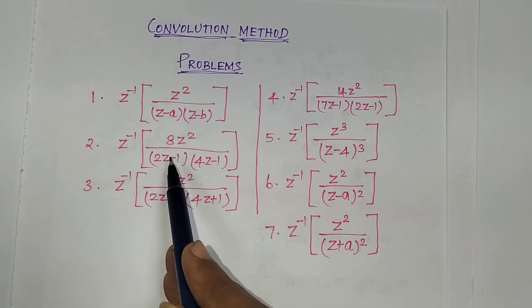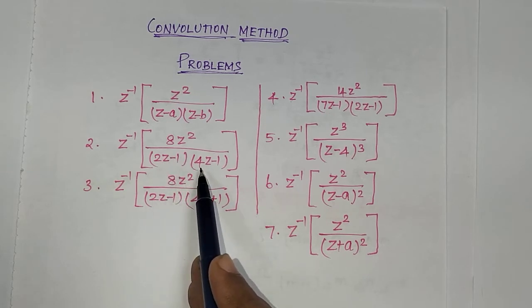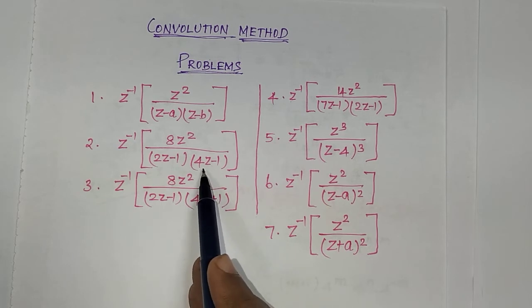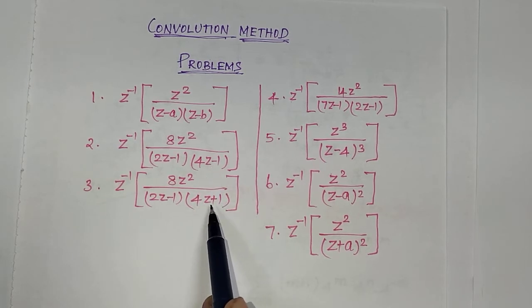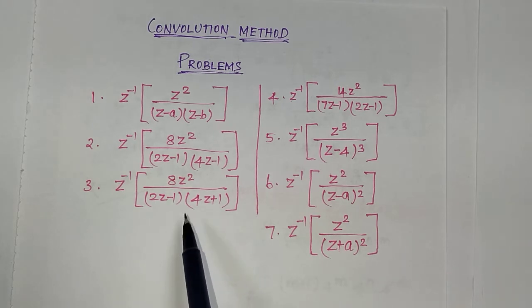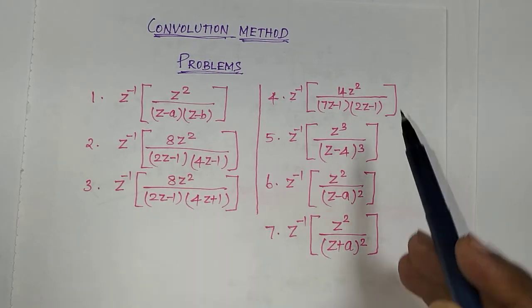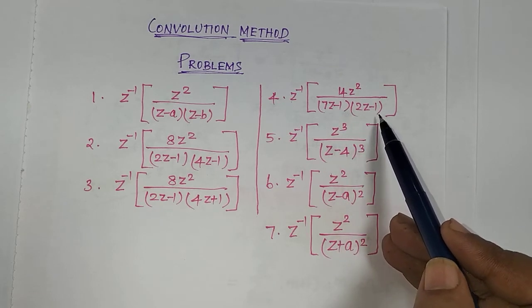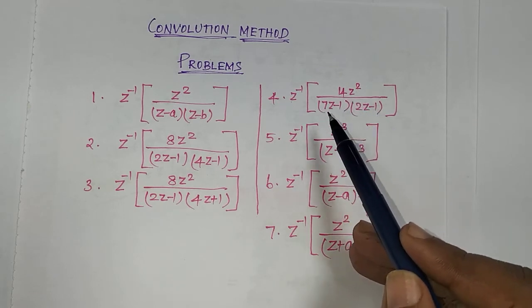Second one, already we seen, 8z square divided by 2z minus 1, 4z minus 1. And third one, they may change the sign. Here you will have 4z minus 1, here you will have 4z plus 1. When plus 1, you should think about the minus a whole power n formula like that. Fourth, 14z square divided by 7z minus 1, 2z minus 1. Here also the numerator term we have to eliminate.